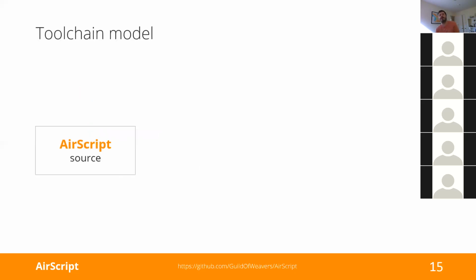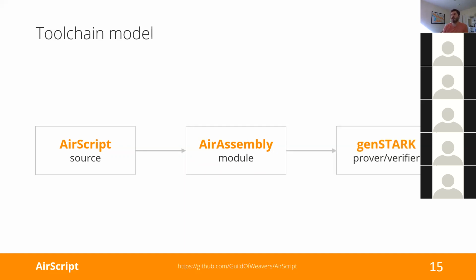And the way it works from a toolchain perspective is that you have AirScript source. It gets compiled into an AirAssembly module. I think I mentioned it, but AirAssembly is a low-level representation. It's not something that you would use to write, but it is much easier to work with. One of the things I'm working on is trying to make it composable, and it turns out that making things composable at the lower level is much easier than at the higher level. So I've created AirAssembly so that I can make AirScript composable. And then GenSTARK, the proof verifier, evaluates the module, builds the proof out of it, and you can also use it to verify the proofs.